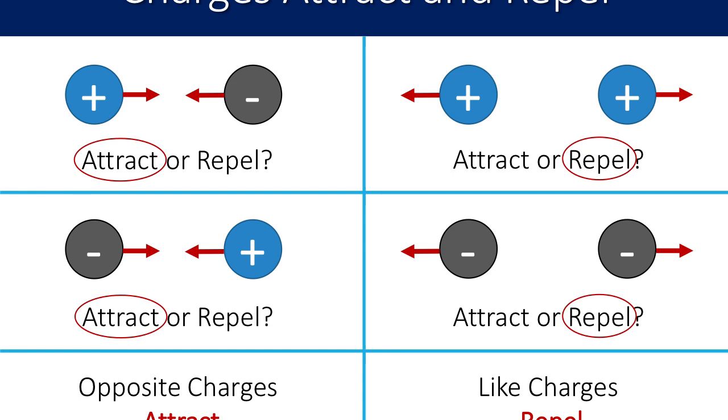All right, so remember, quick review, like charges will always repel and opposite charges will always attract. So when I have two opposite charges, they're going to attract each other. When I have two like charges, they're going to repel each other. And it doesn't matter what the orientation is, it's just if those things are close to each other. If they're opposites, they're always going to attract. If they're like charges, they're always going to repel.